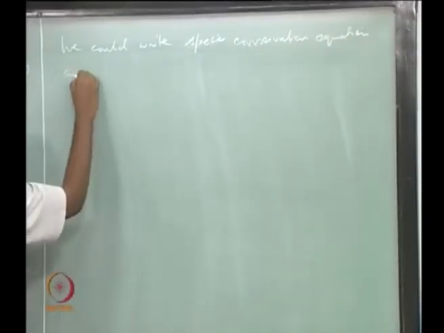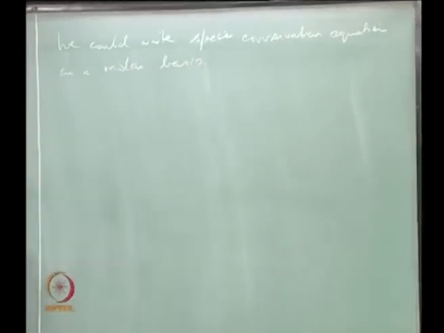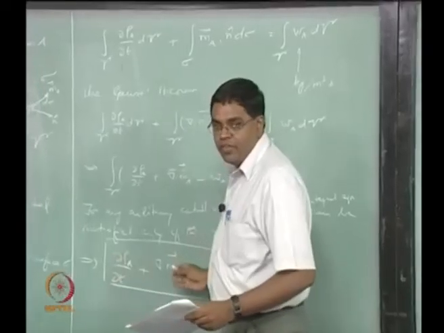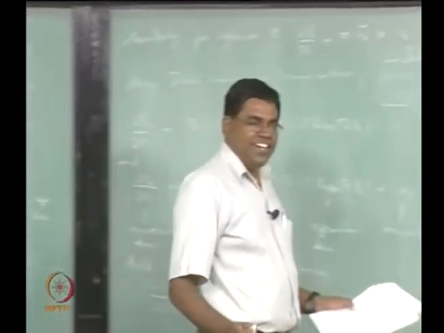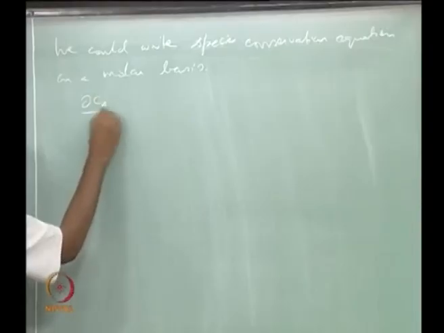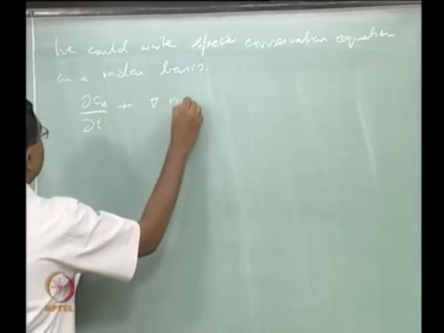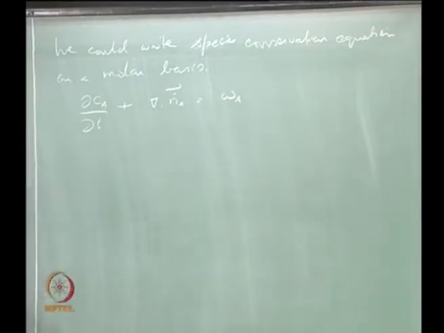on a molar basis. Okay, we will pretty much get the same thing, except that we will just change our notation. We will not use rho, we will use C, we will not use M, we will use N, we will not use W, we will use omega, right? So simple, right? So we could write dou CA over dou T plus divergence of NA vector is equal to omega A, alright.